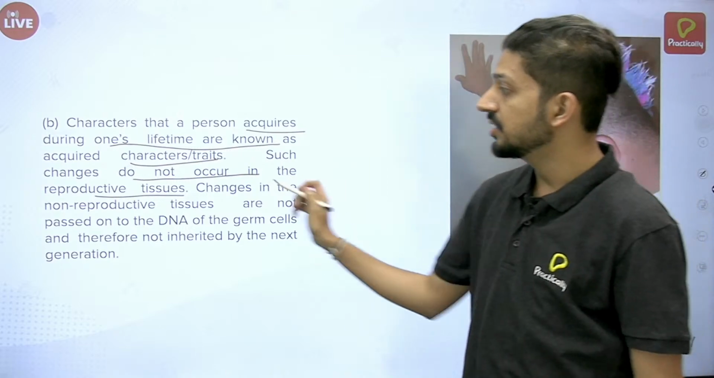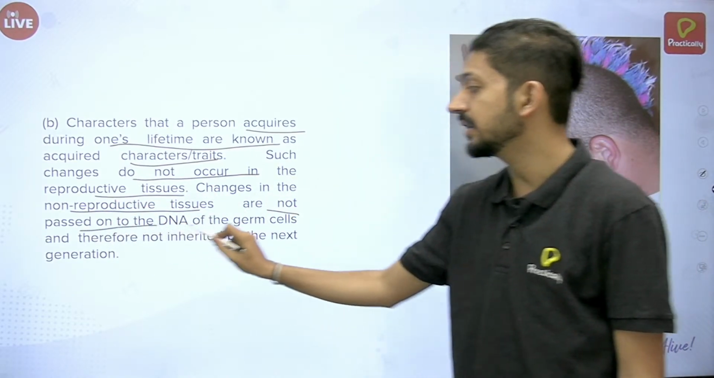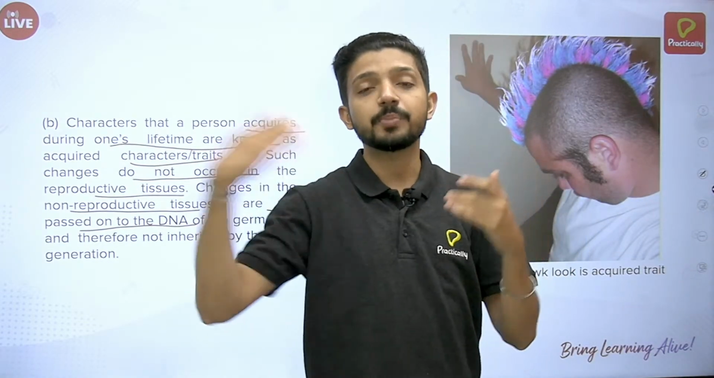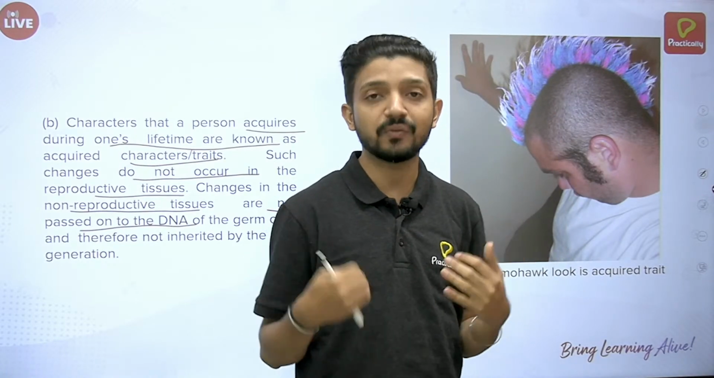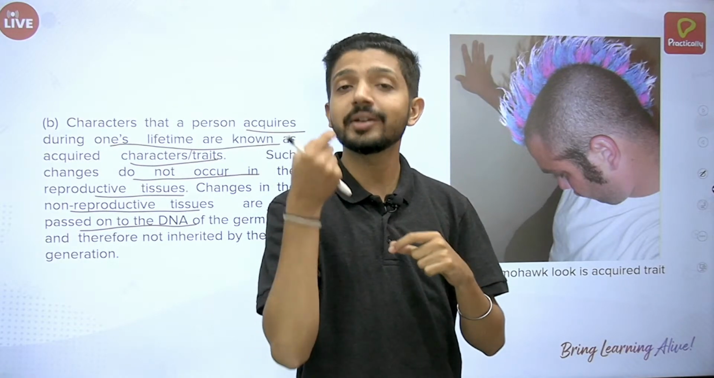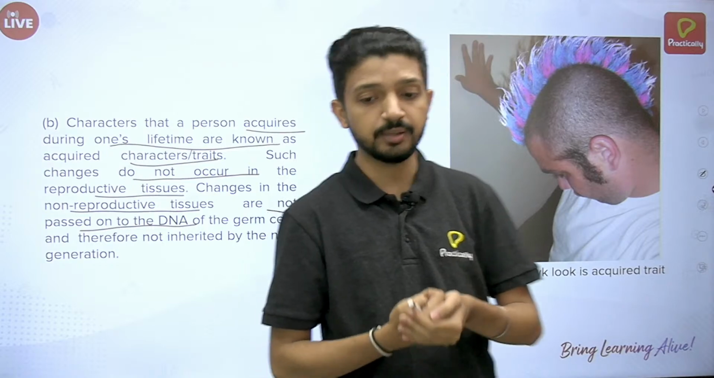So changes in non-reproductive tissues are not passed on to the DNA. Example: if you color your hair, your progeny won't have colored hair because this is an acquired trait. During the lifetime, you have acquired it. It won't reflect in your reproductive tissue or in gametes, and hence it won't be passed down to the next generation.